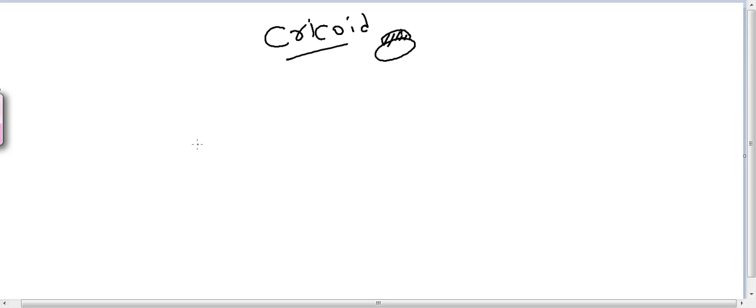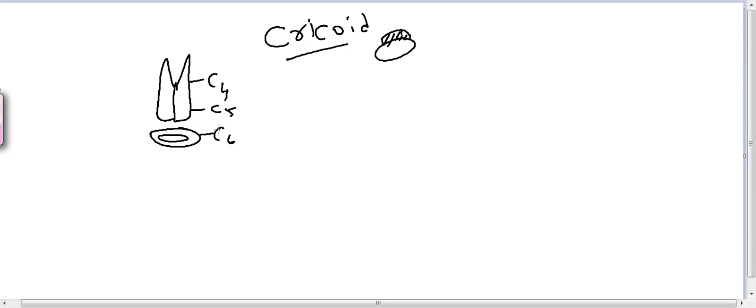So this cricoid cartilage is present inferior to the thyroid cartilage in anatomical position at the level of 6th cervical vertebra. If this is the thyroid cartilage present at the level of C4 and C5 vertebrae, this will be the cricoid cartilage which is present at the level of C6 vertebrae. So this is the first thing which we should know.